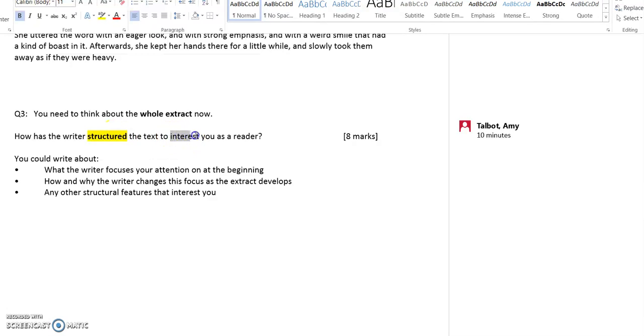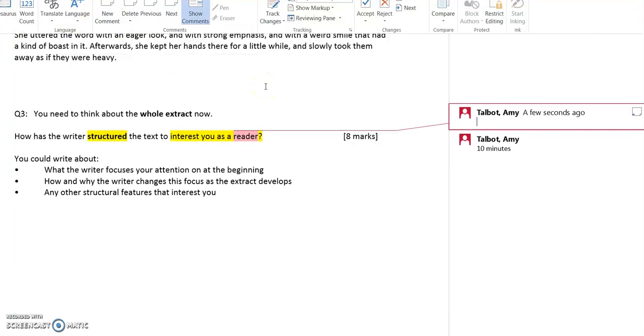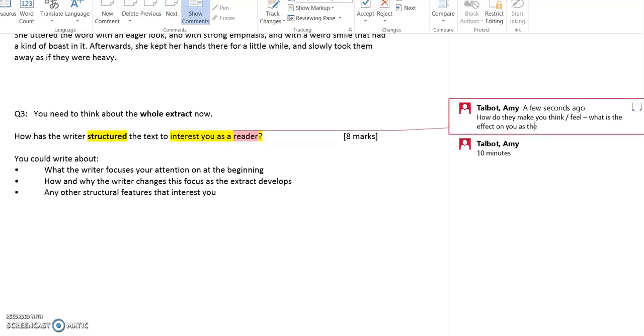But the key thing also is you've got to comment on how the structure, how those techniques interest you as a reader. And what that means is, how does the structure, or the techniques that the writer uses, make you think or feel? What is the effect on you as the reader? Think about that word interest: how does it make you think or feel? I'll come back to that idea when we're annotating the text.